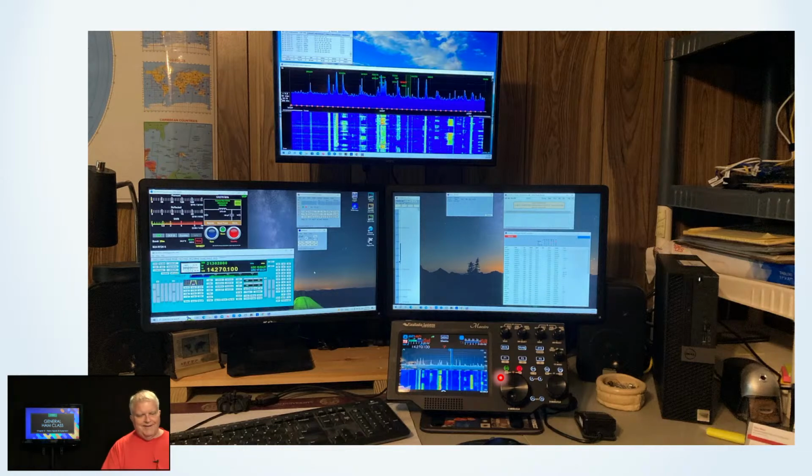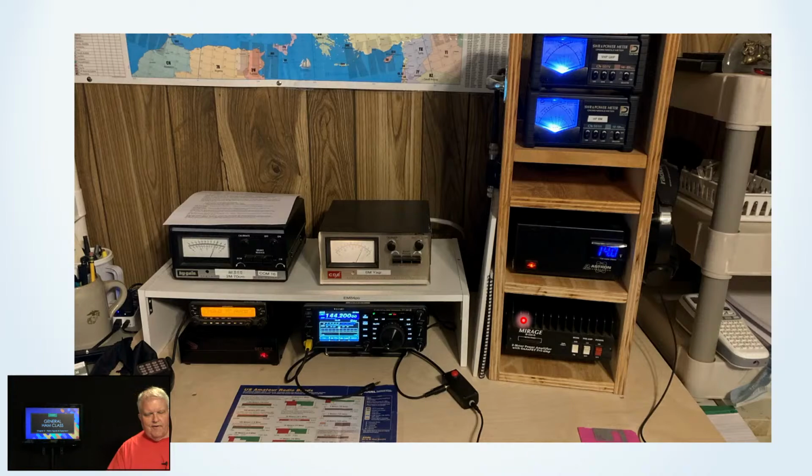This is my station today. With the radios off in another room, the controller here, the monitors. Then I have a VHF and UHF operating position.